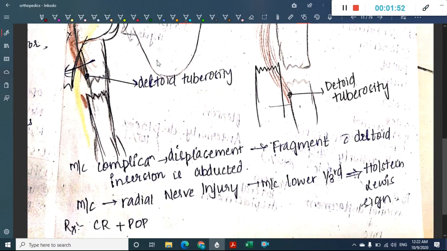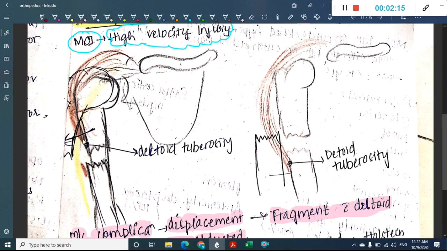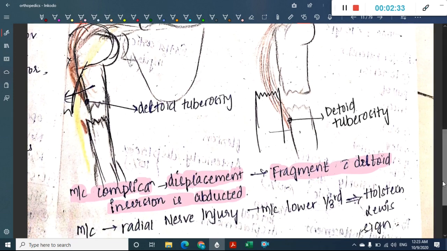Now, what is the most common complication of displaced fracture? First, there will be displacement. Now, which fragment is displaced? The fragment with deltoid insertion is abducted. The most common complication of fracture shaft of humerus is displacement. See, this has the deltoid part, right? So, the part with deltoid tuberosity is abducted. That is one thing which you see here, because the deltoid is used in abduction, right? So, the part with deltoid insertion is abducted.